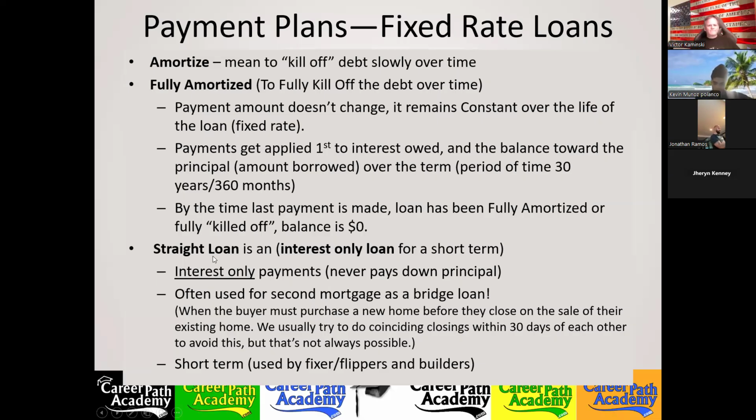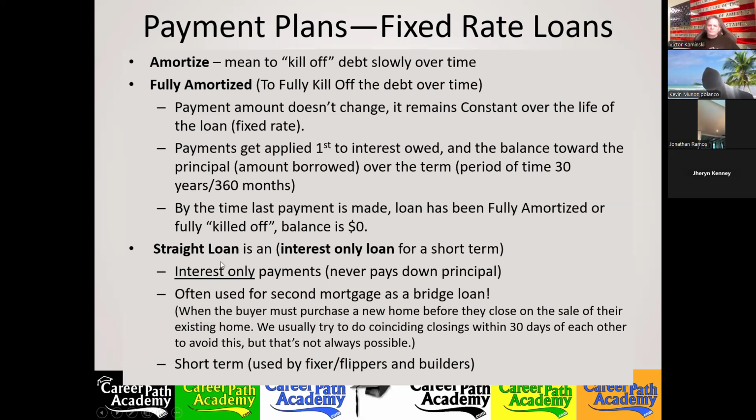All right. And by the time the last payment is made, the loan's been fully amortized or fully killed off, and your balance is zero. So in a fully amortized loan, your monthly mortgage payment gets applied first to what? Interest. It first gets applied to the interest, and then the balance gets applied towards the principal, the amount you borrowed, to start paying down that amount.